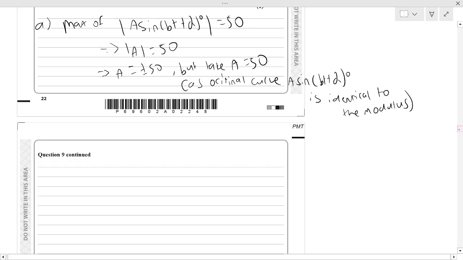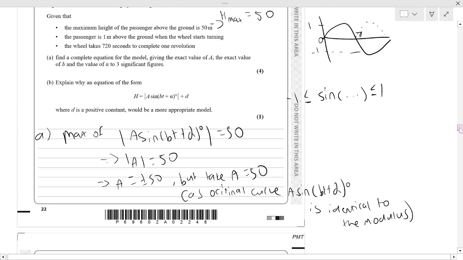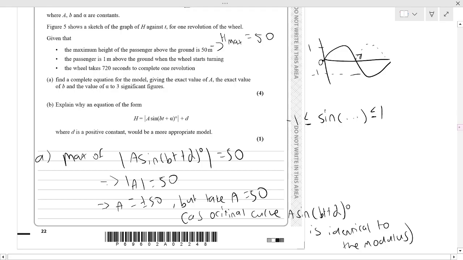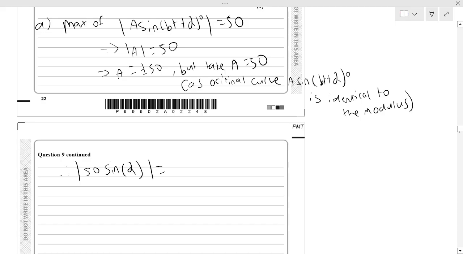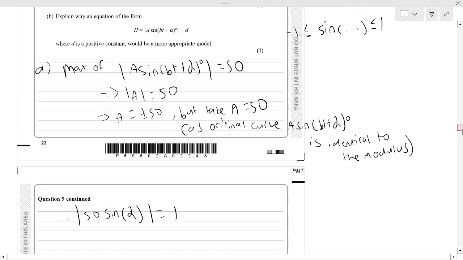So if that's the first condition, A is 50, so reduce the maximum. Then it says the passenger is 1 meter above the ground when the wheel starts turning. So that's t equals 0, then the height is 1. So actually we can just substitute that in. So therefore, mod, and as I say, you can probably take away the modulus sign, but I'm going to say mod 50 sine of bt. Now t is 0, so that'll just go to 0. So it'd be add alpha. And that's equal to, what was it, 1? The height was 1, right?